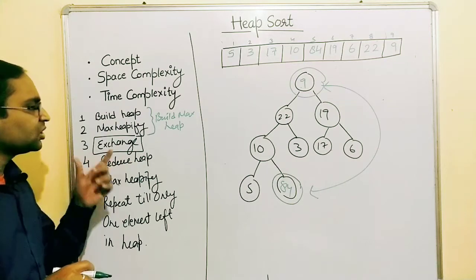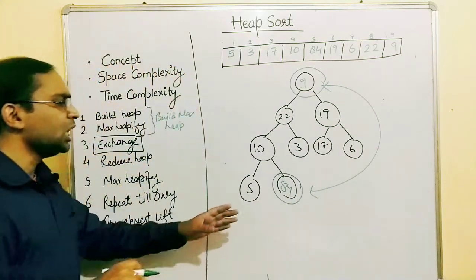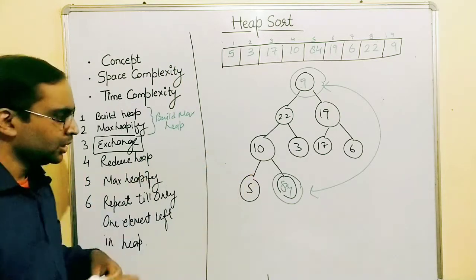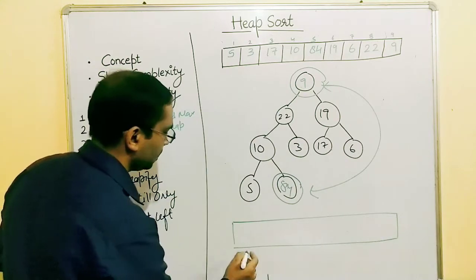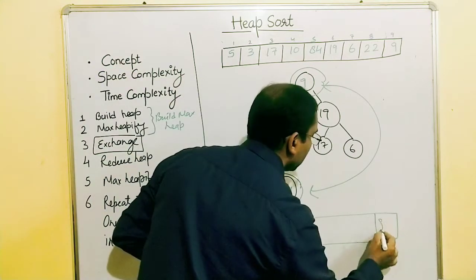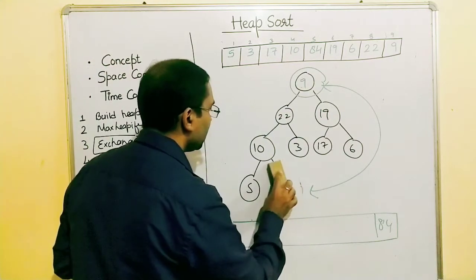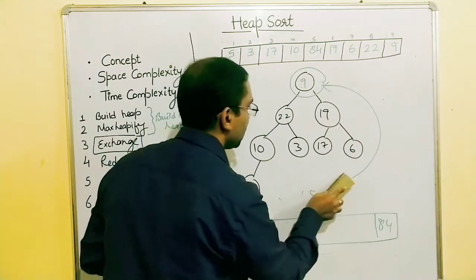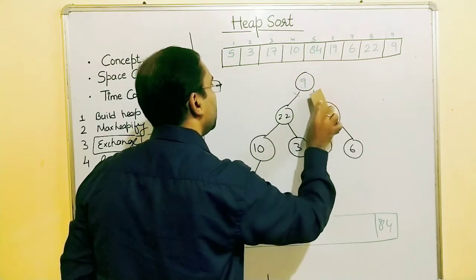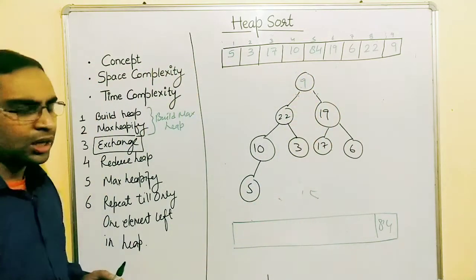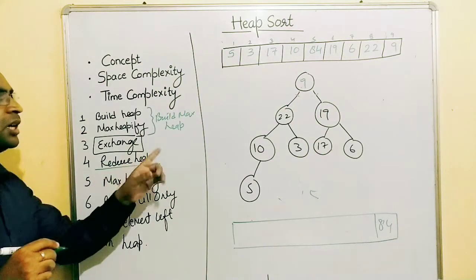Once we have done this exchange step, this 84 will be removed from the heap because now it's in its place. So let me create this array, and we'll put this 84 in its last position. So 84 will be removed. So we have reduced the heap size by 1. So this is the reduction step.